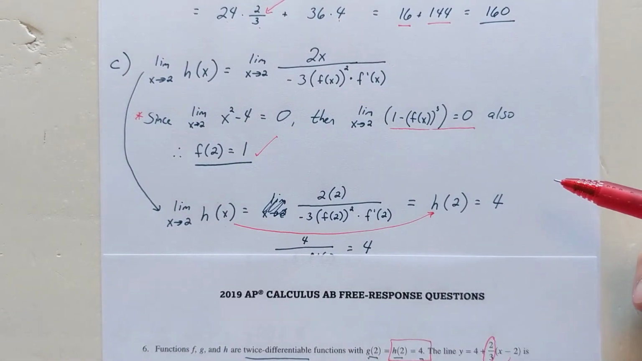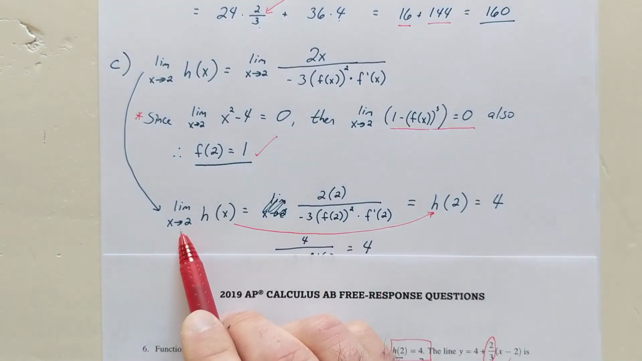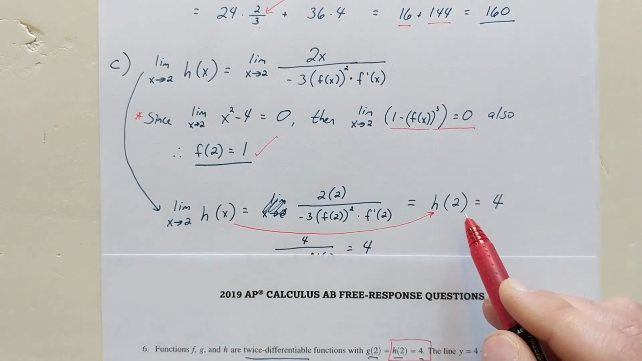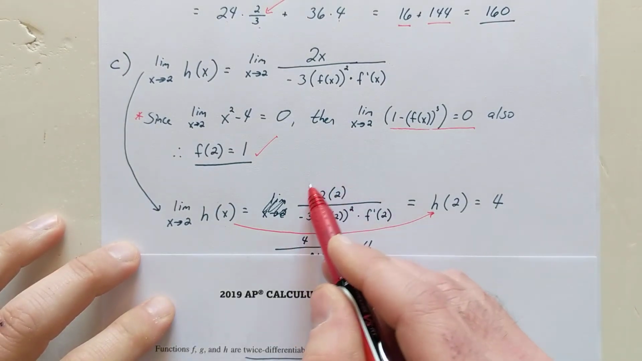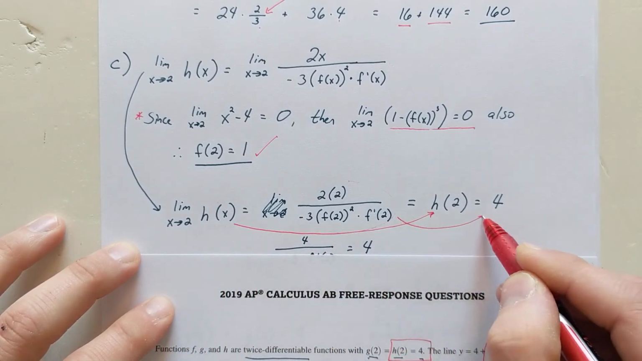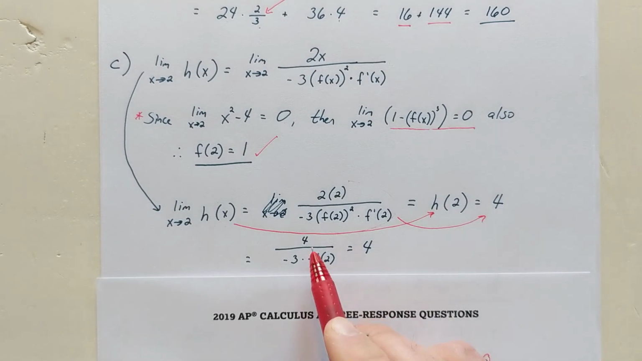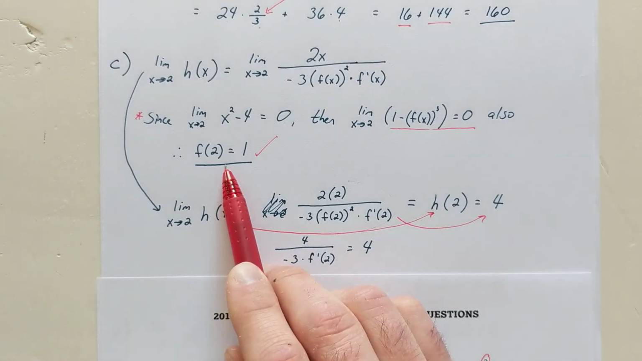Remember, everybody, that the definition of a continuous function is one whose value, h of 2, is equal to the limit as x approaches 2 of that same function. And we knew already from the givens in the problem that h of 2 was equal to 4. So long story short, this whole expression, the limit as x approaches 2 of h of x, has to eventually equal 4. Trying to clean that up just a little bit underneath right here, we now have a 4 up on the top. Down on the bottom, the value of f of 2, we knew from right here, was equal to 1.